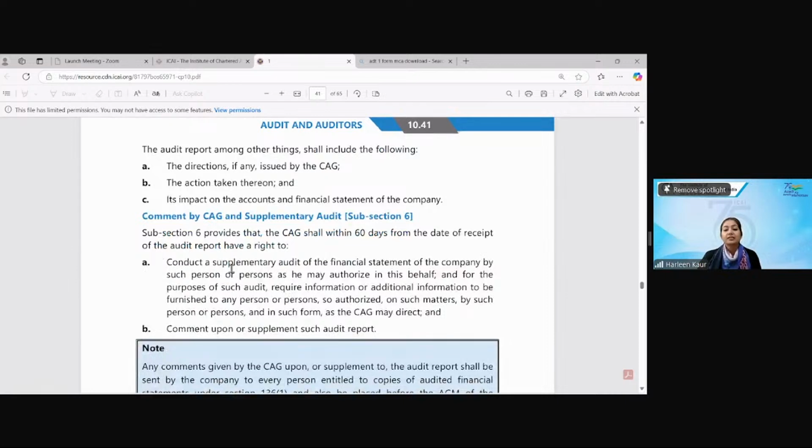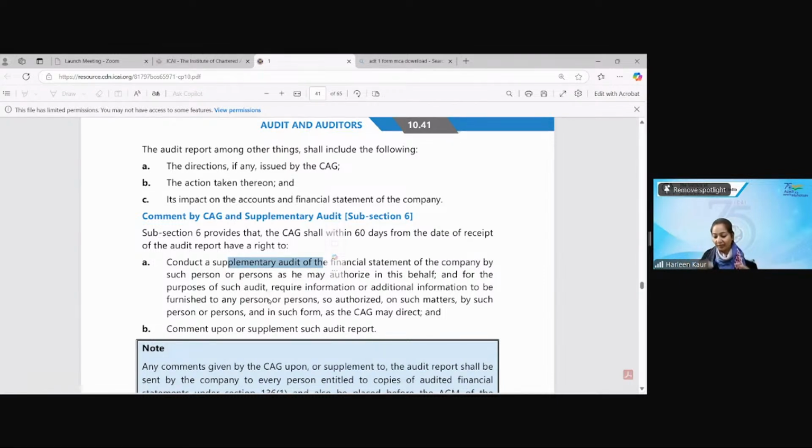Now let's discuss the supplementary audit. You have done the audit. You are the auditor of a government company. You were appointed by C&AG. Directions were given to you. You did the audit as per his directions, and you have submitted the report writing all these 3 points: this was the direction given to me, this is the action taken by me, and this is the impact on the financial statements of the audit.